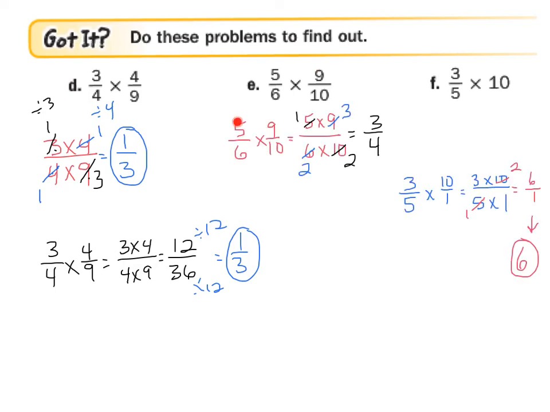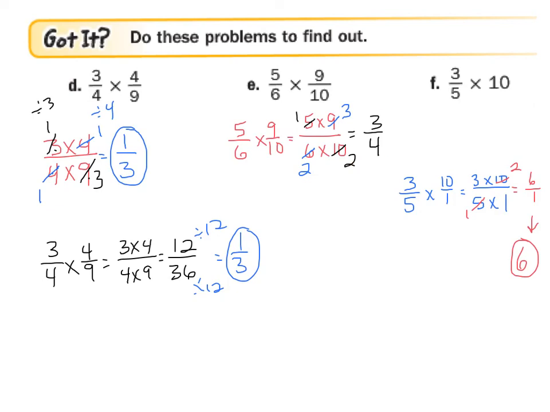So if you take 5/6 times 9/10, you can simplify the 6 and the 9 by dividing by 3, and 9 divided by 3 is 3, and 6 divided by 3 is 2. And you can simplify the 5 and the 10 by dividing by 5, and you get 1 over 2, and so you get 3/4.